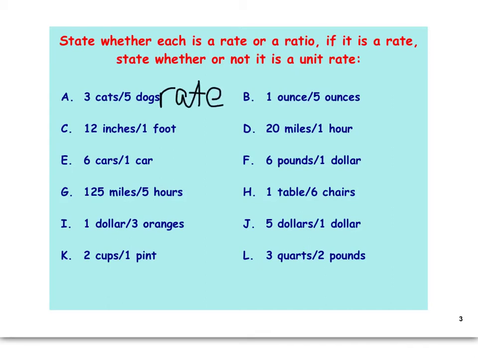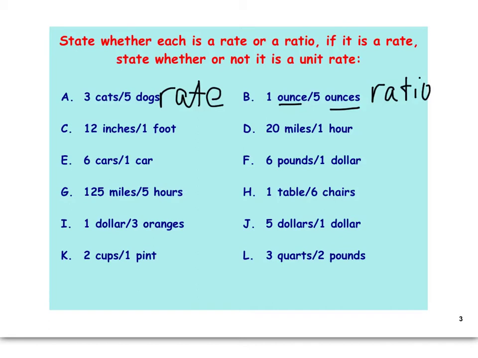When I look at letter B, I first want to look at the units. Notice I have the same unit, ounce and ounces. They're different words only because of the plural, so it's the same unit still. I do have a 1 there. Notice that's not going to influence my decision because first of all the 1 is in the numerator, but second of all because we have those two same units, this is going to be a ratio.